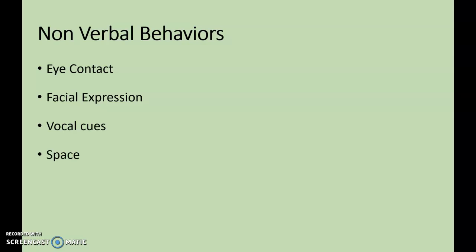The next one is space. Space is absolutely a nonverbal communication area that we like to talk about, because how close or how far away we are communicating with somebody absolutely sends a message. And there are actually 4 different levels of space that we consider in nonverbal behavior and nonverbal communication.